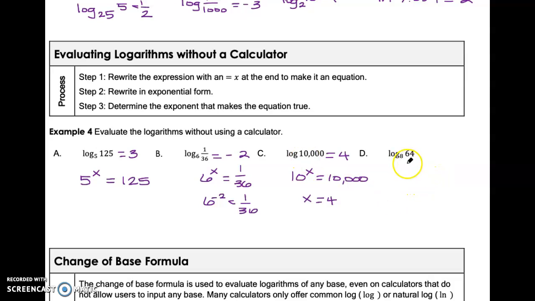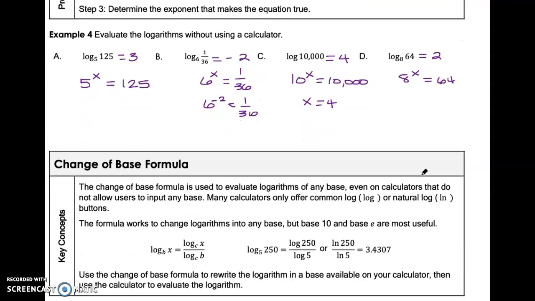And then for part D, we have 8 as our base, raised to some power is equal to 64. So hopefully we have our perfect squares memorized, and so we would know that the answer would be 2. So again, those can be a little easy to do in our head.